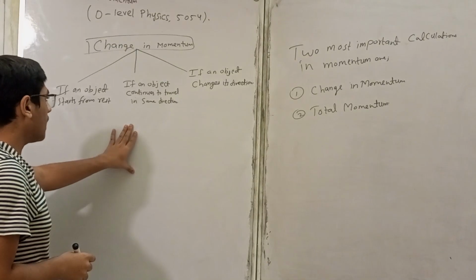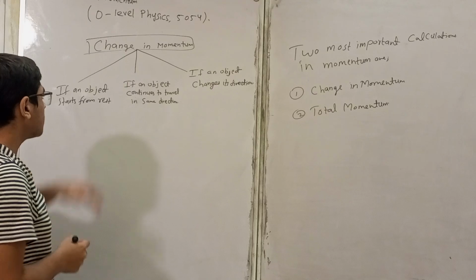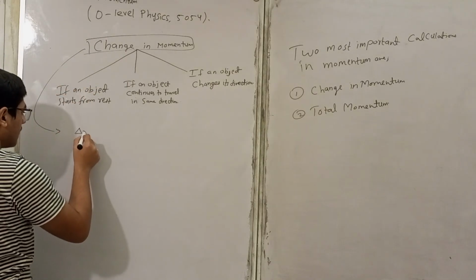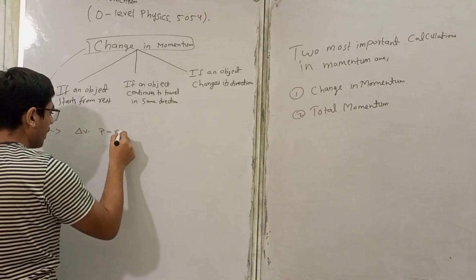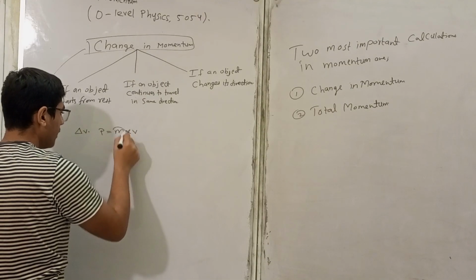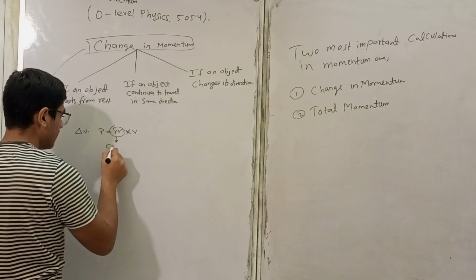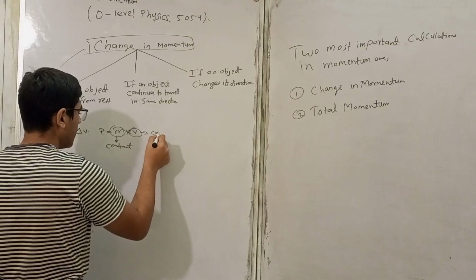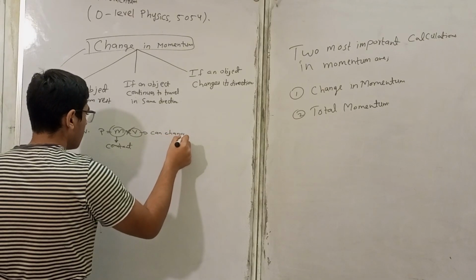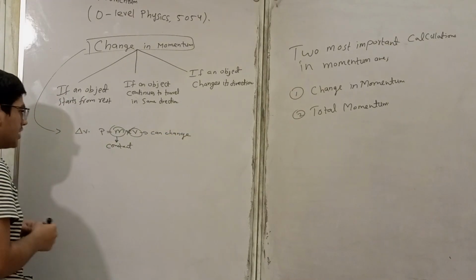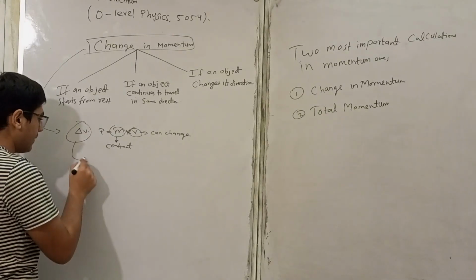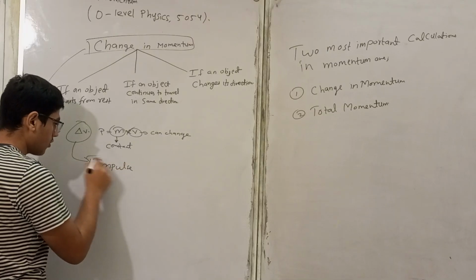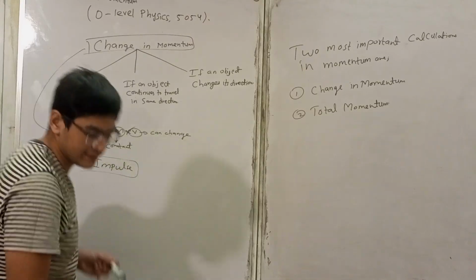Now, what do I mean with the change in momentum? The change in momentum is due to the change in velocity, that is delta v. Because if we look at the formula of momentum, m times v, mass always remains constant. It will never change. Whereas object's velocity can change, due to which we find change in momentum, and this change in momentum is named as impulse. So we are calculating impulse.